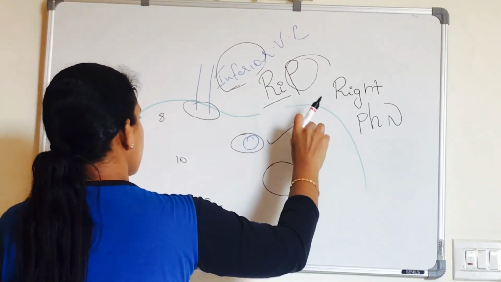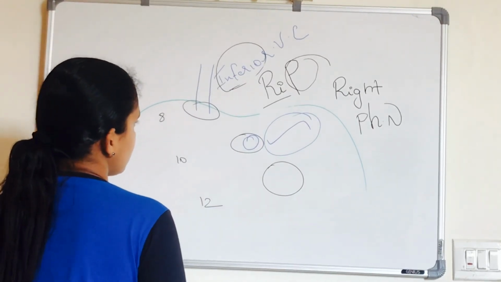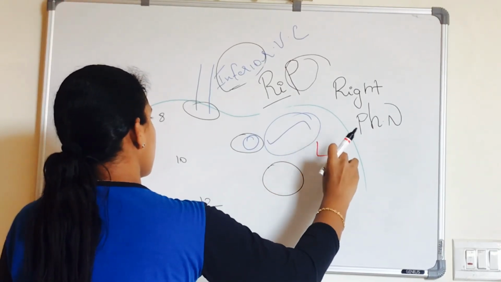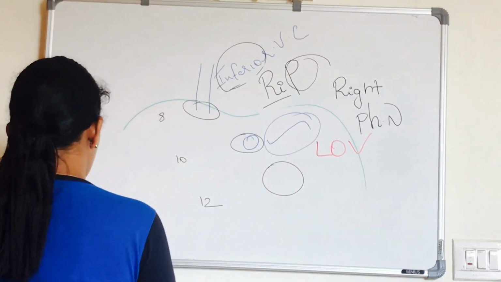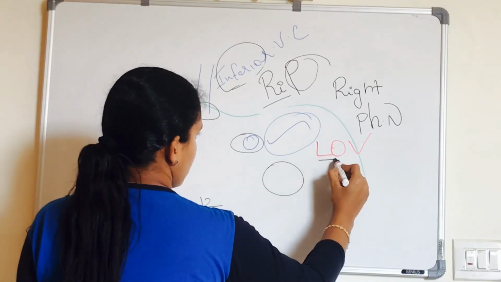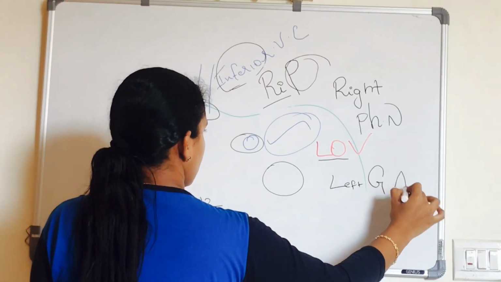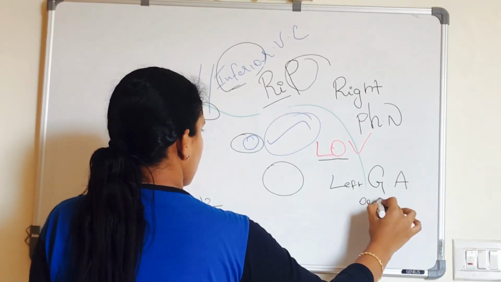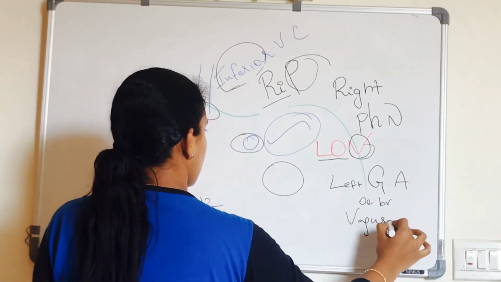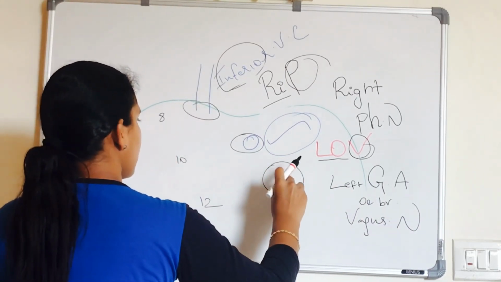At the level of T10 we have the esophagus. And what passes in the esophagus? Yes, food. Yes, we love that. LOV. Okay, what is L? That is your left gastric artery. That is the esophageal branch of the left gastric artery. V stands for vagus nerve. This question has also been asked several times.